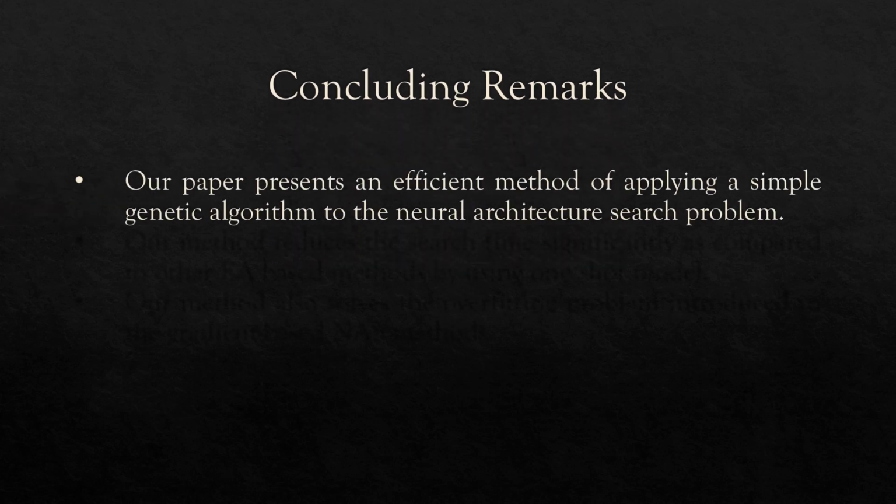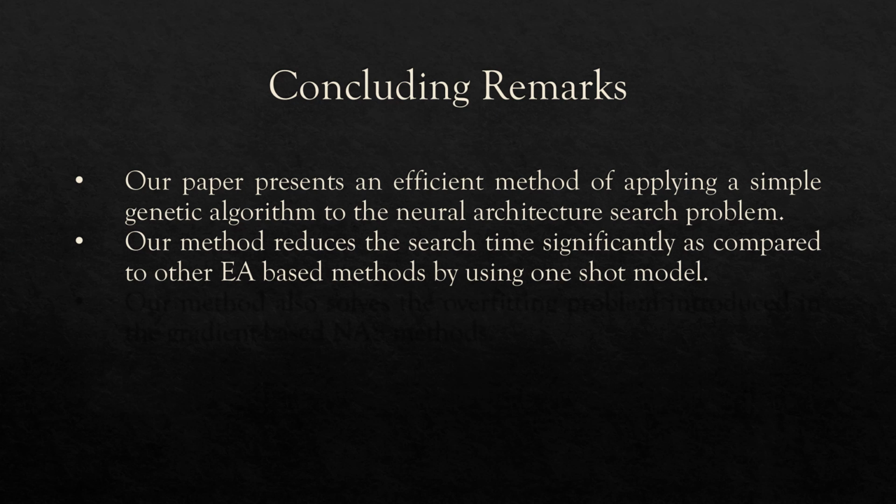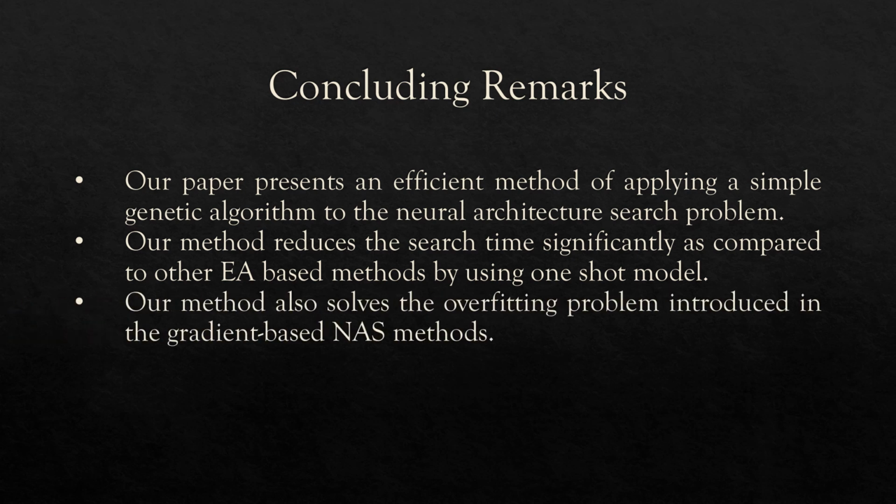Finally, for the concluding remarks, our paper presents an efficient way of applying a simple genetic algorithm to the neural architecture search problem. We also reduce the search time significantly as compared to other evolution-based methods using a one-shot model, as the one-shot model shares weights among all the architectures. We also solve the overfitting problem that was introduced in the gradient-based methods.